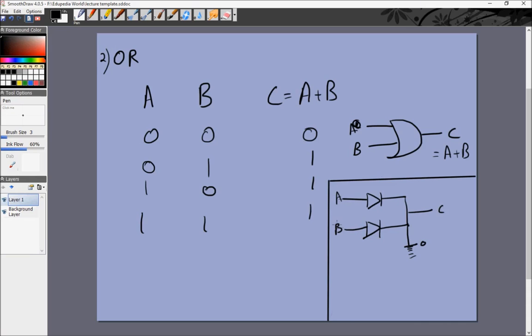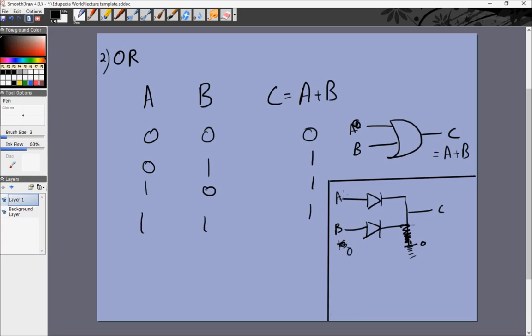What if B was at a potential of plus 5 volts? In that case there would be current flowing. Here there should be a resistor, my bad. So if B was 5 volts, then there would be a current flowing through this diode because it would be forward biased, and since this is short circuited, the potential here would be the same as the potential here, which would be 5 volts. So C would be equal to 1.